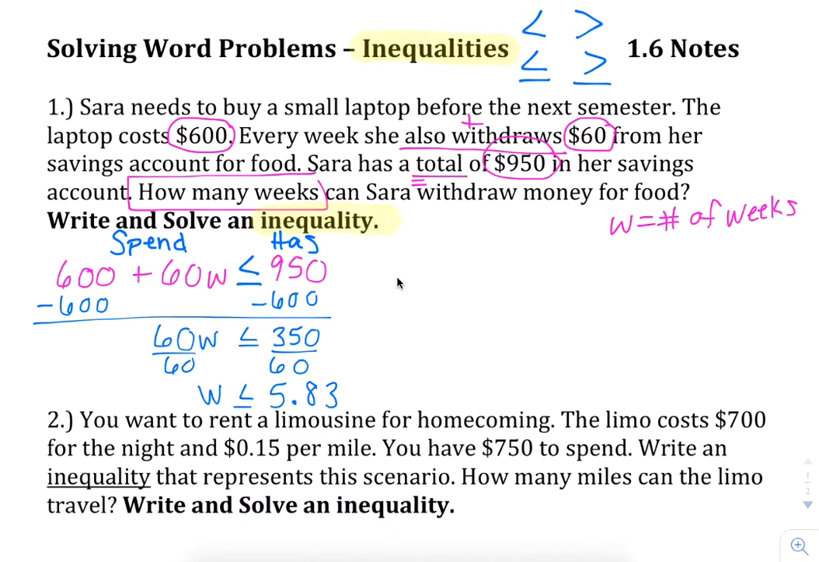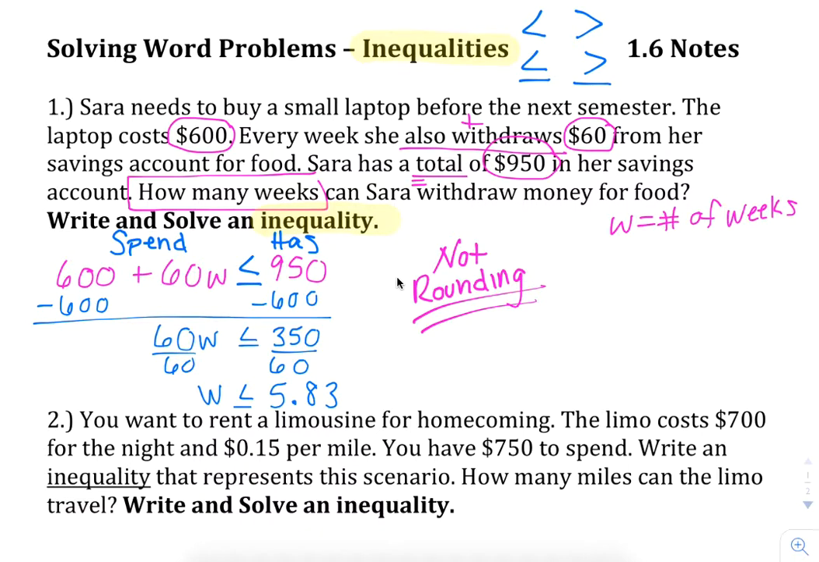Now, two things. First, I know that you're good with rounding. But when it comes to inequalities, our rounding is a little bit different. So I want you to put a note that this is not the same as rounding. Okay, here's how we're going to answer a question. When it says, how many weeks can she withdraw? Well, she needs to stay lower than 950. And if she did that on an equal number of weeks, it would come out to 5.8.